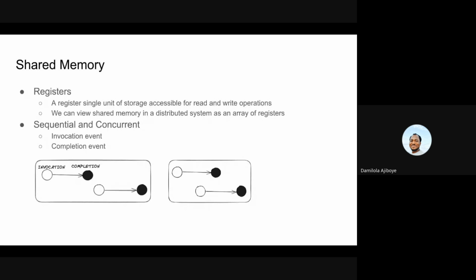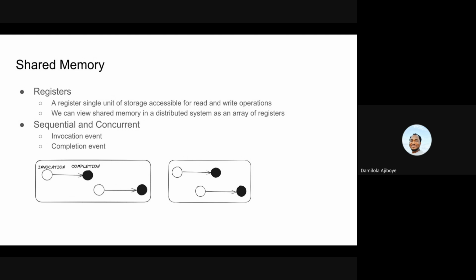In the diagram here, you see that, let's say for a read operation, there's an invocation and there's a completion. The first diagram on the left shows what a sequential flow looks like. The first operation has to be done before the second operation. The second diagram shows what a concurrent, or overlapping, scenario looks like, where we have operations that are overlapping.